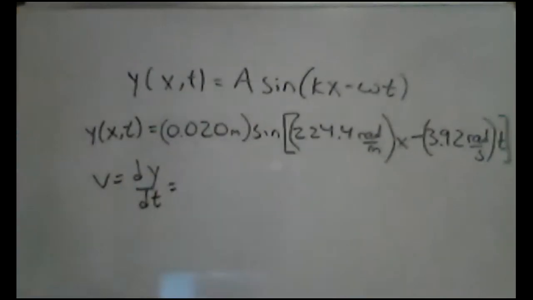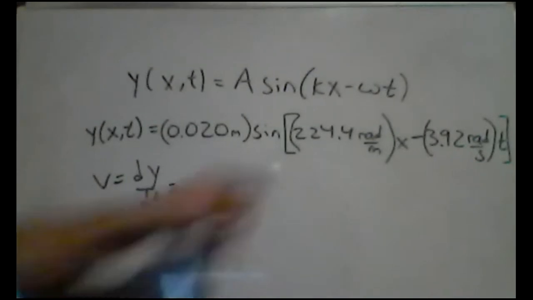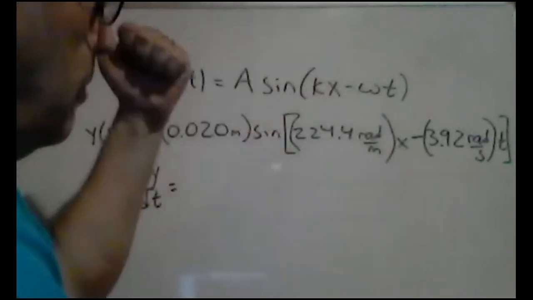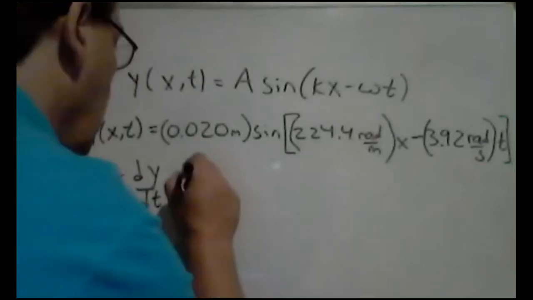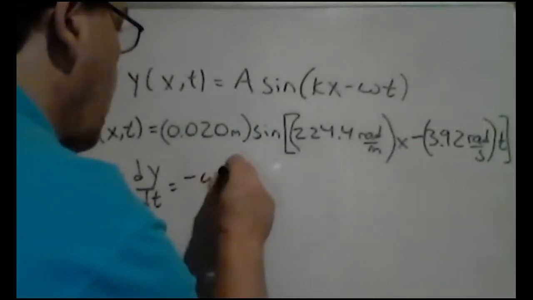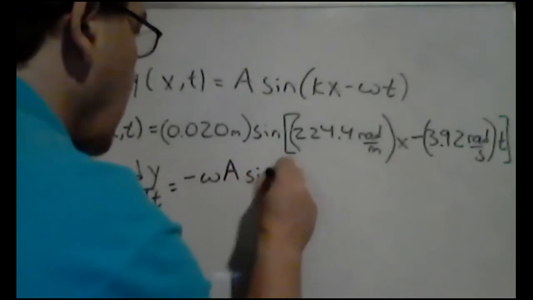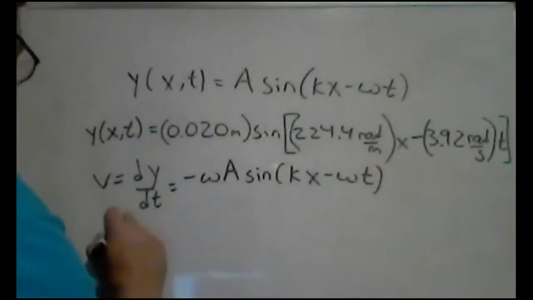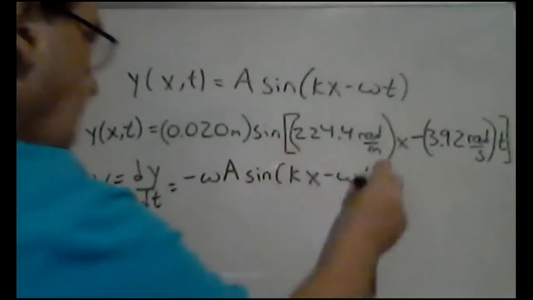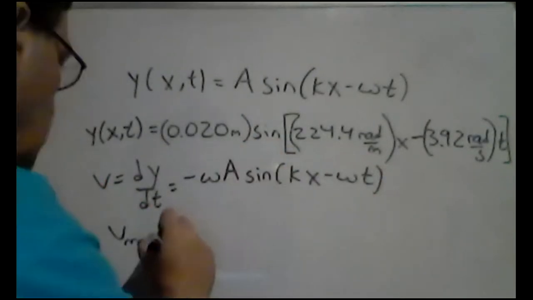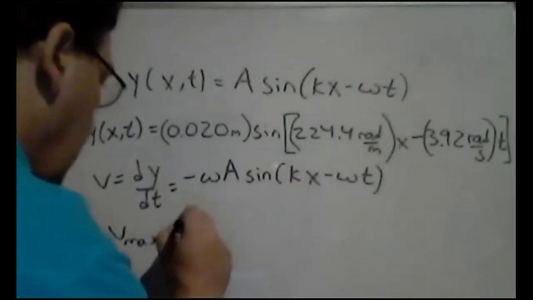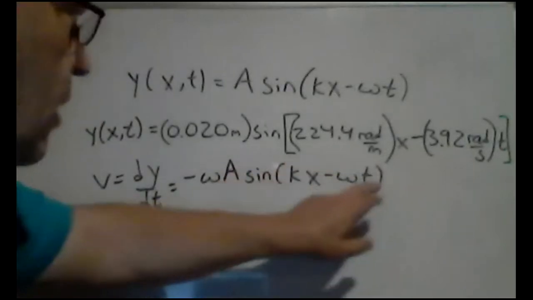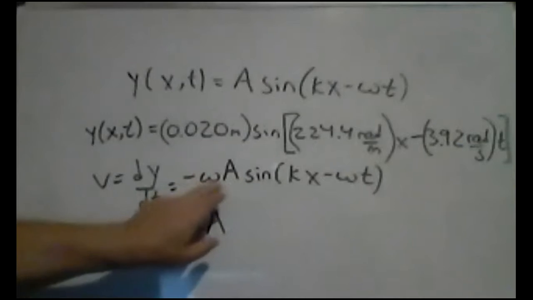Okay, and so again, if you don't understand this, that's okay. I'm taking a time rate of change, so a derivative. The derivative of a sine is a cosine, and by the chain rule I would pop out an extra factor of omega. So your velocity equation is actually going to be negative omega A times the cosine of kx minus omega t. Well, you want v max. v max occurs at the maximum value of the trig function, which is 1. So your v max is going to be omega A. Again, it maxes out at 1. And so omega times A.